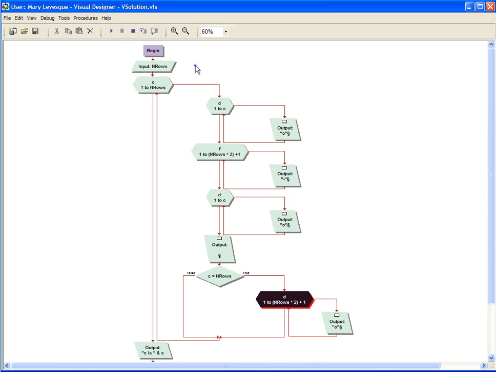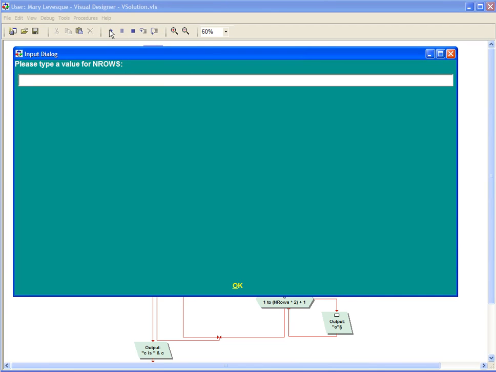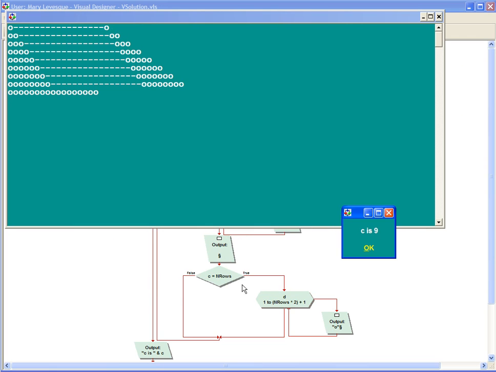Well, let's run it and see. Please type a value for n rows. Well, let's get brave and let's try something smaller like 8. Oops. That certainly didn't turn out right. It looks like I didn't subtract from the number of dashes. Let's just examine this. Oh, yes.